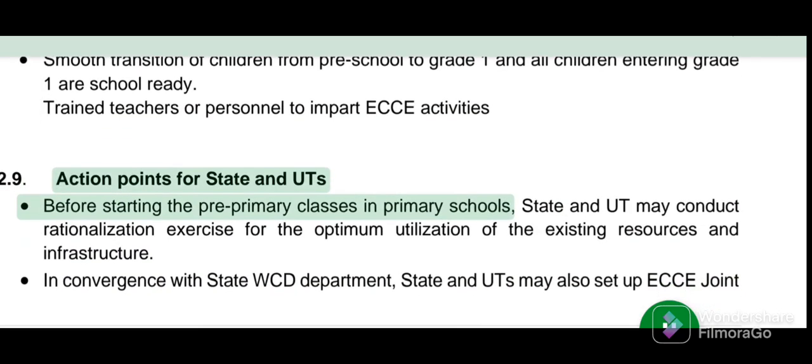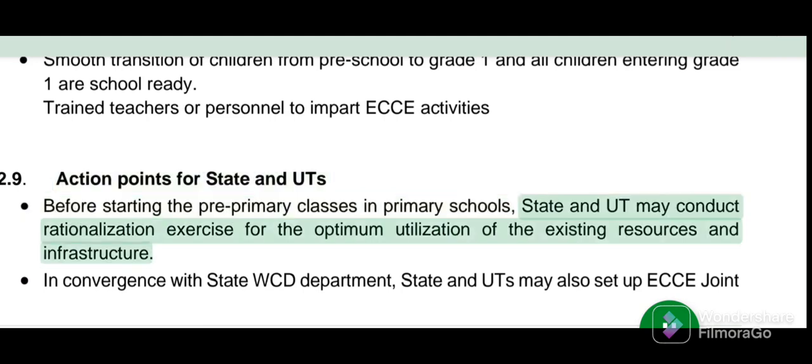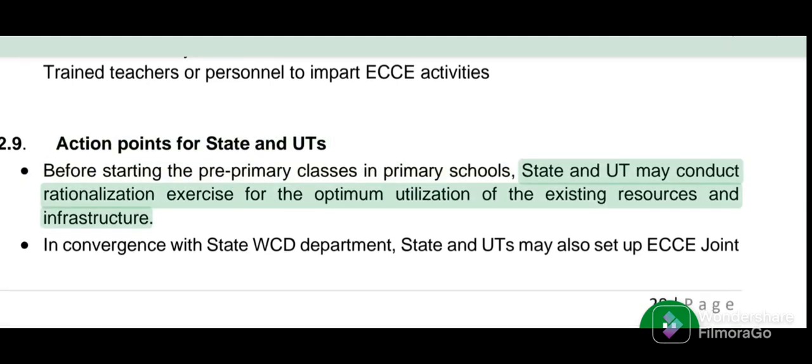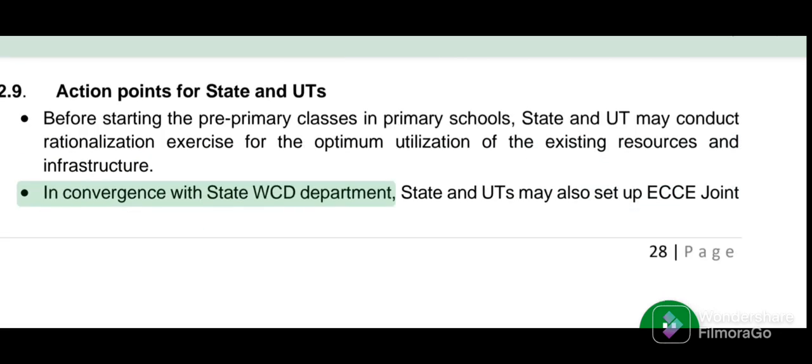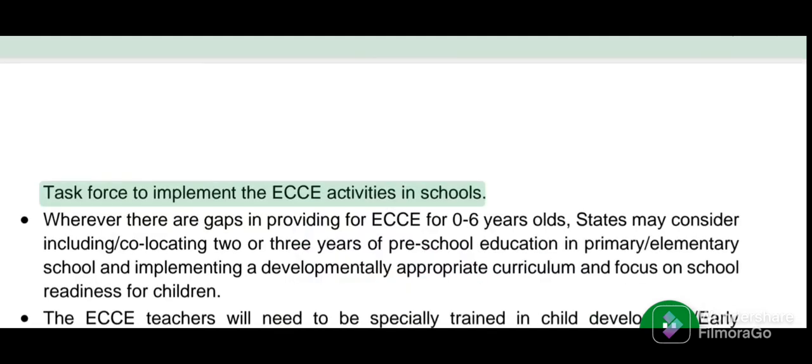2.9 Action points for state and UTs. Before starting the pre-primary classes in primary schools, state and UT may conduct rationalization exercise for the optimum utilization of the existing resources and infrastructure. In convergence with state WCD department, state and UTs may also set up AK joint task force to implement the AK activities in schools.